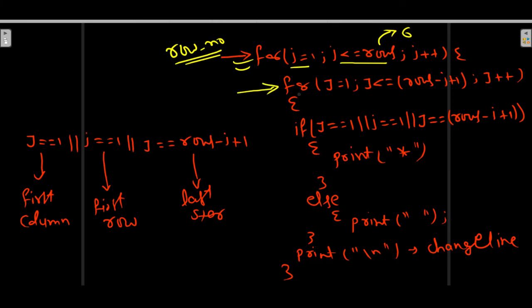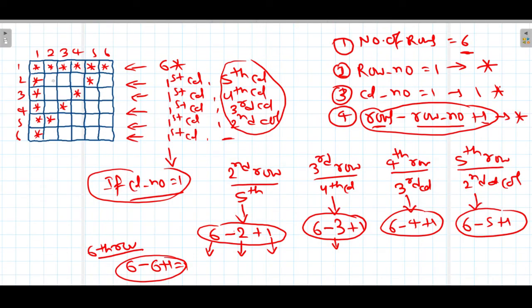What will this for loop do? This for loop is responsible for printing the stars and spaces. It starts from j equal to 1 and runs up to rows minus i plus 1. Why? Because we have to start from here, and we have to go up to this point only.